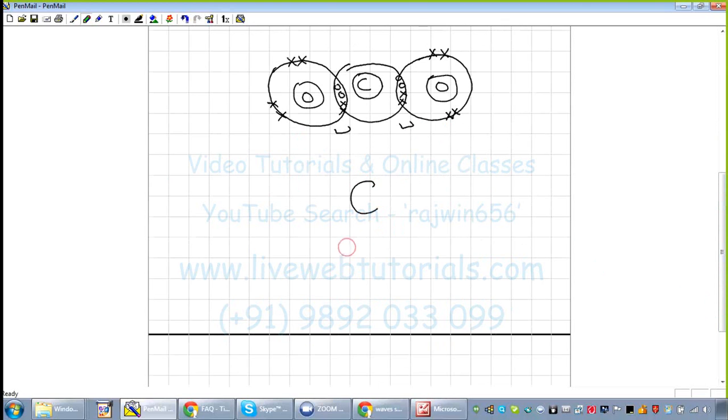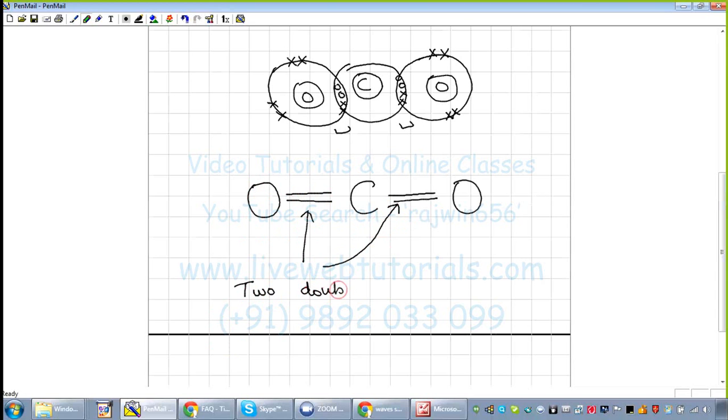Carbon atom is in the middle. There are 4 electrons shared on this side. Also 4 electrons shared on this side as well. This is a double bond. This is also a double bond. So there will be 2 double bonds.